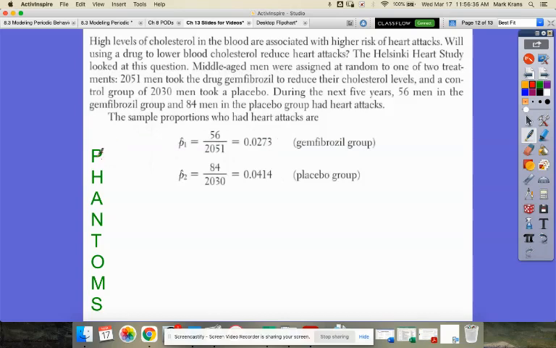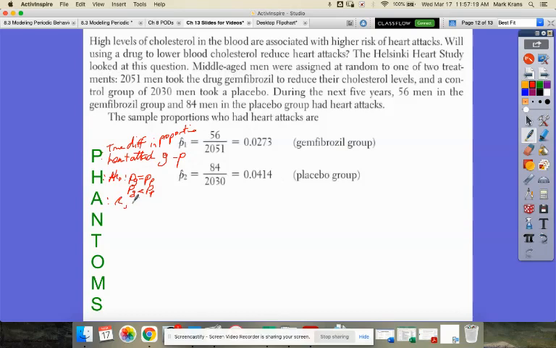The parameter is the true difference in heart attacks of gemfibrozil minus placebo. Okay. All right. The true difference in proportions of heart attacks in those two groups. Hypothesis: the null is that p of gemfibrozil equals p of placebo, okay? And the alternative is gemfibrozil is actually having fewer heart attacks than placebo.